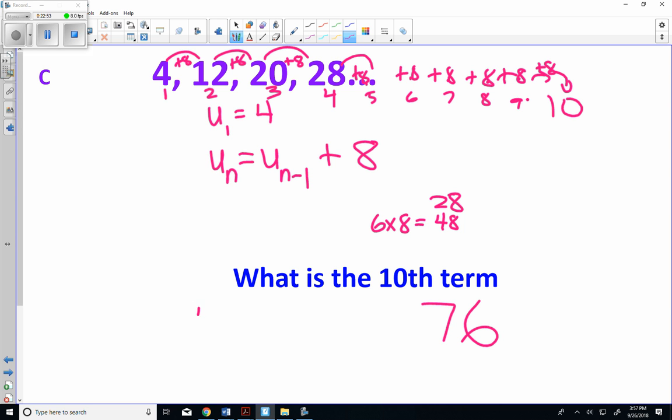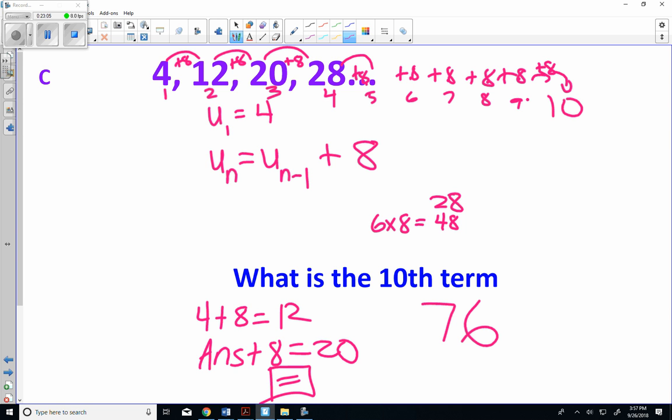Now all you have to do is just put 4 plus 8 into your calculator, and it gets 12, and then if you use ANS plus 8, that will get you the 20, and then you have to push your equal sign 8 more times, and you will get to 76 then. And the way this is written, because we called this one U1, then this one would be U2, U1, U2, U3, U4, U5, U6, U7, U8, U9, U10.